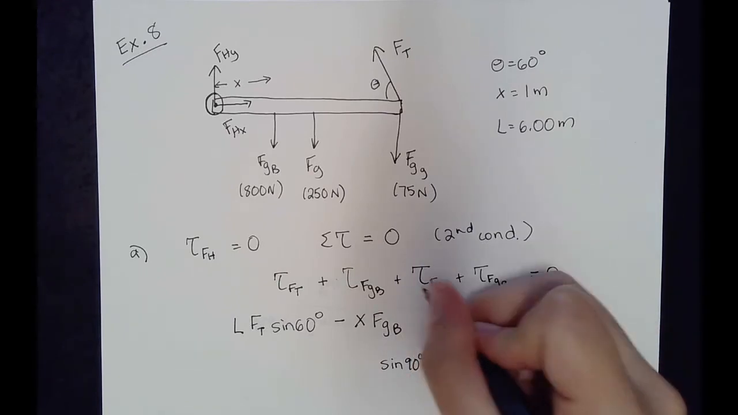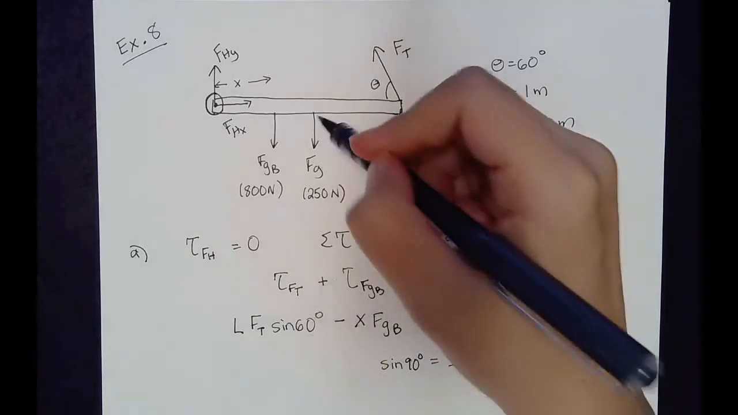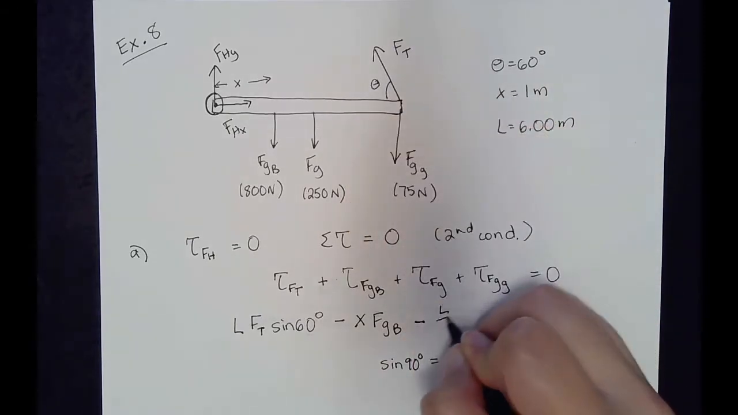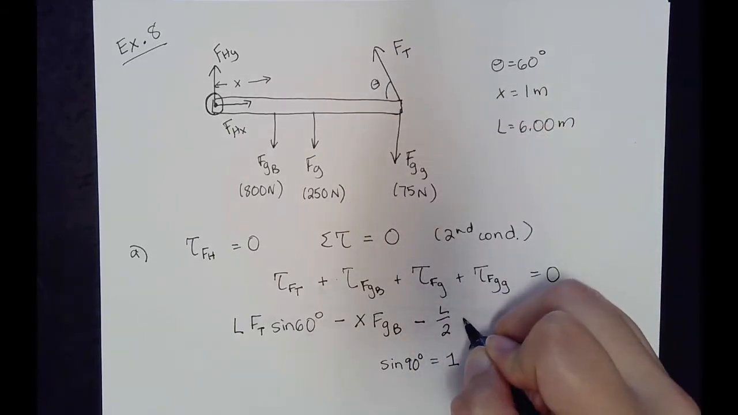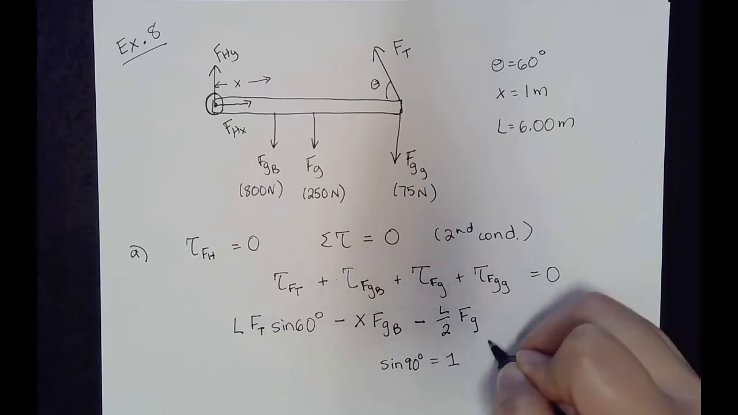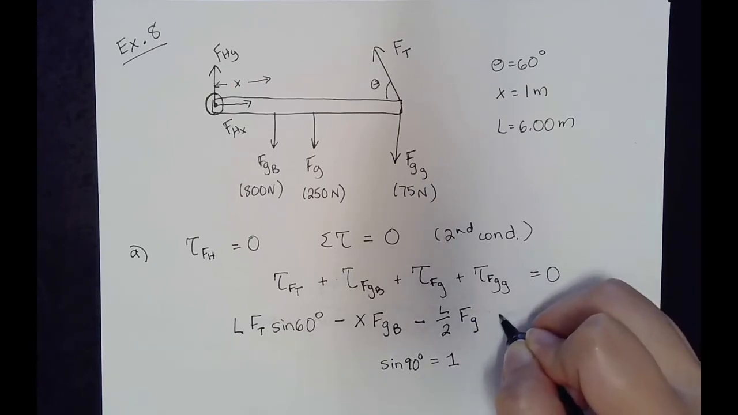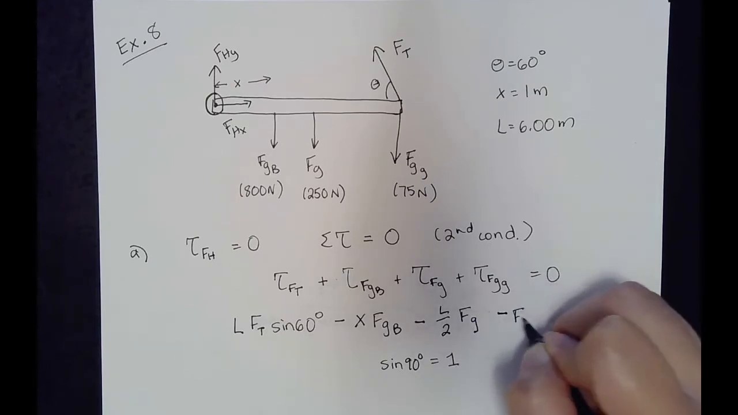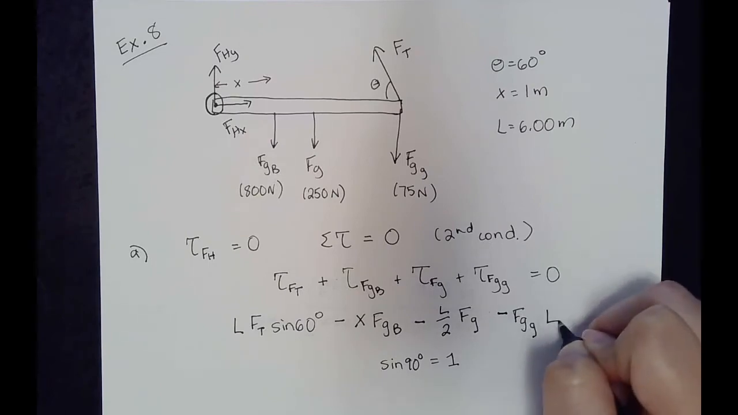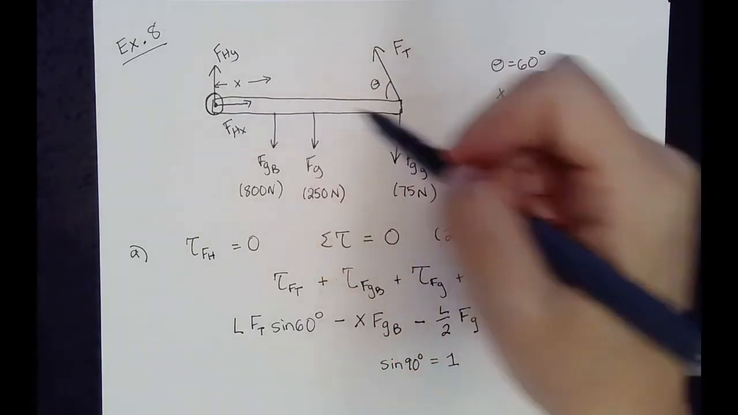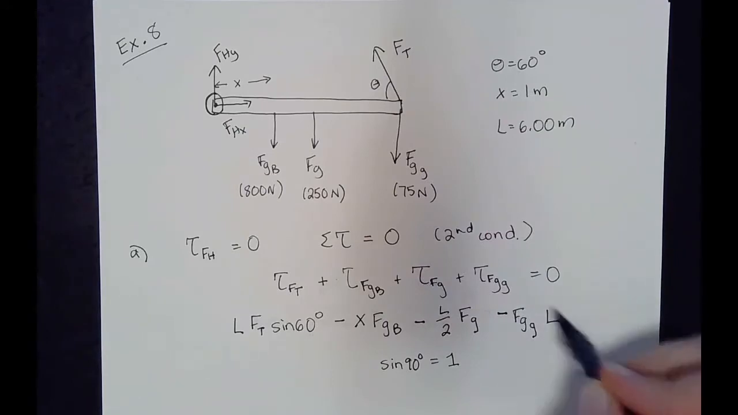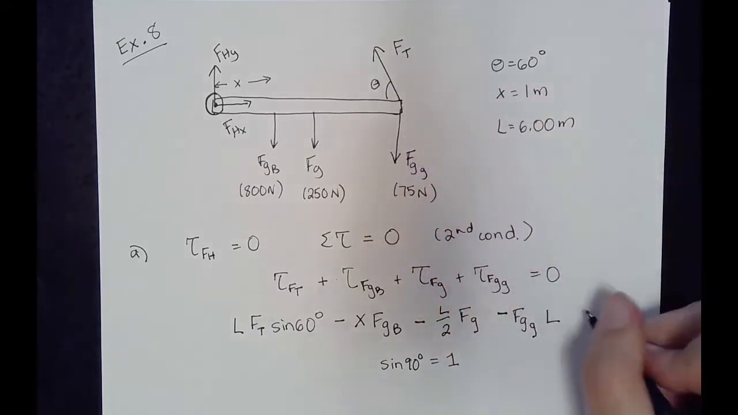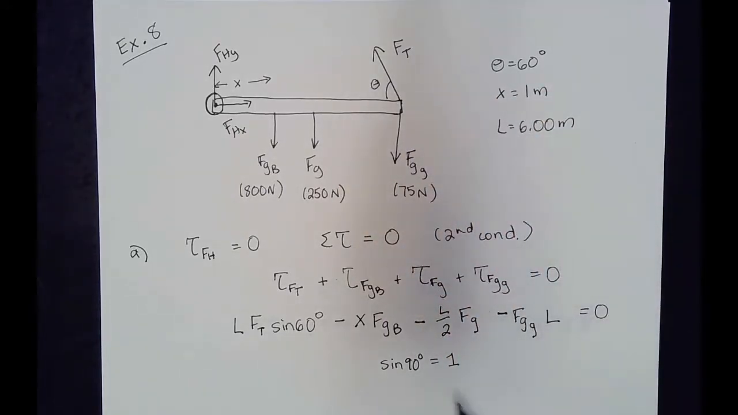So sine 90 here, and then I'll have minus. This weight is at a distance of L over 2 from the end, so L over 2 Fg, again sine 90, and then minus the force of the goodies, which is at a distance of L at the very end of the beam, and again sine 90 since all of these forces are perpendicular. So sine 90 here, if you wanted to write it, is equal to 1.